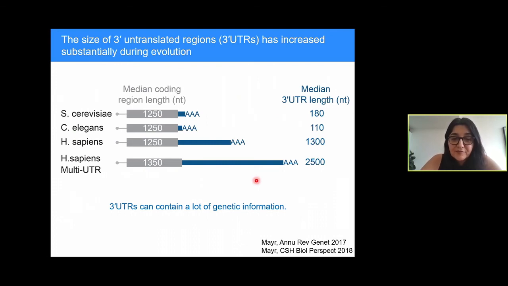So because the major topic is 3'UTRs, I want to give you a sense of how large 3'UTRs actually are. I depicted here typical mRNAs across different species, and you see that the median coding region length has remained quite constant during evolution. However, 3'UTR length has expanded quite tremendously. If you look at a typical human mRNA, you see that the 3'UTR has a very similar length to the coding region. And if you look at genes that can generate alternative 3'UTRs, which I will introduce in the next slide, you will see that their 3'UTRs are even longer. The median length is about twice as long as the coding region. So what I want to say is that 3'UTRs can actually contain a lot of genetic information.